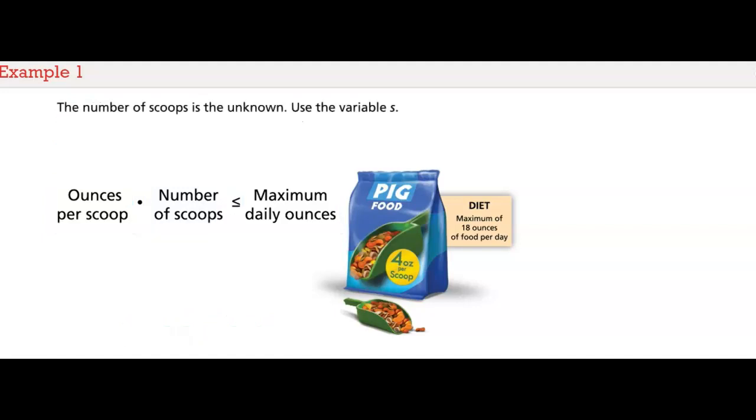The number of scoops is the unknown. Use the variable s to represent the number of scoops. Each scoop holds 4 ounces. The maximum daily number of ounces is 18. Why should the inequality use the symbol for less than or equal to? The total can be equal to, but not greater than 18.